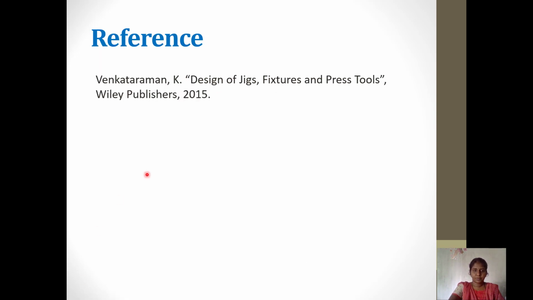So far we discussed the different types of milling fixtures used in industry, and some fixtures are used for mass production. Very particularly, if you want to do an operation, we have to go for specially designed fixtures.